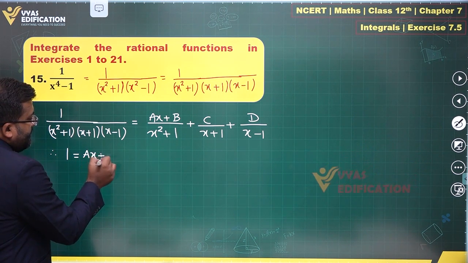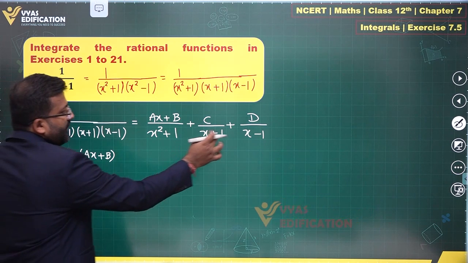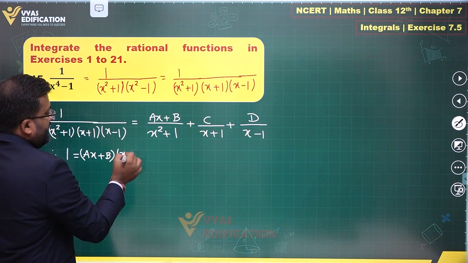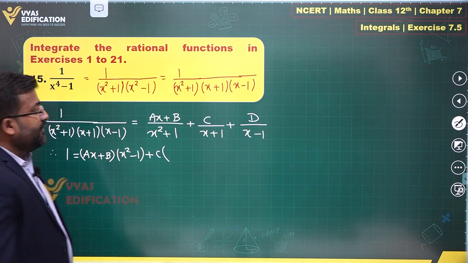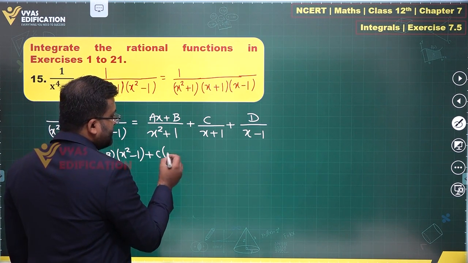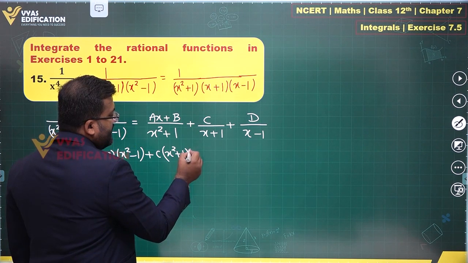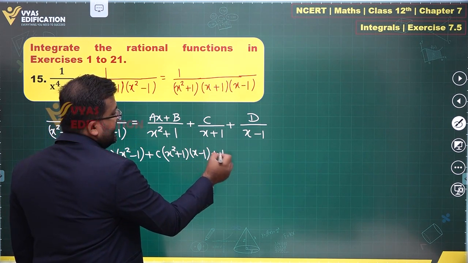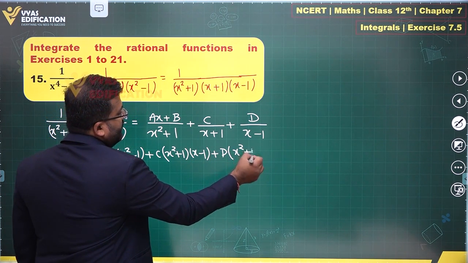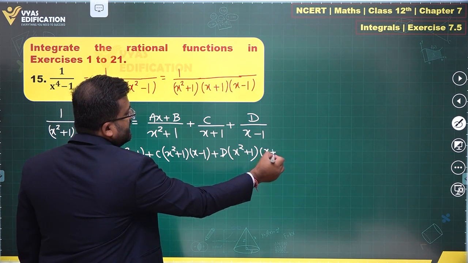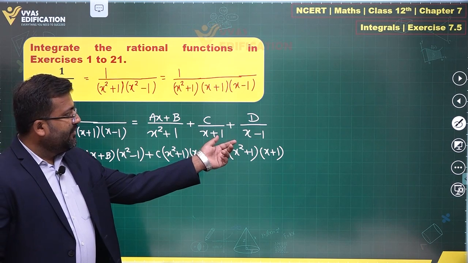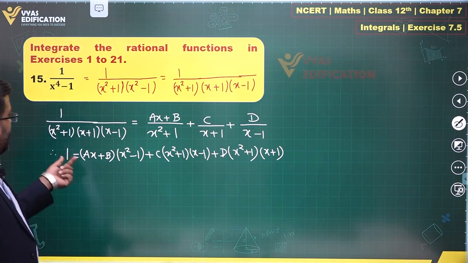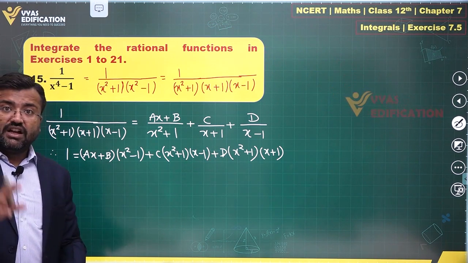So therefore, numerator 1 is equal to what? So ax plus b, if we take the LCM, will be the product of these two, which is x square minus 1, plus c times what you'll get. Please observe for c, x square plus 1 times x minus 1 will come. Plus d will have x square plus 1 times x plus 1. If you observe this carefully, this is what you'll get, right? Taking the LCM over here, numerator will be this, and here the numerator is simply 1. And now we will compare.